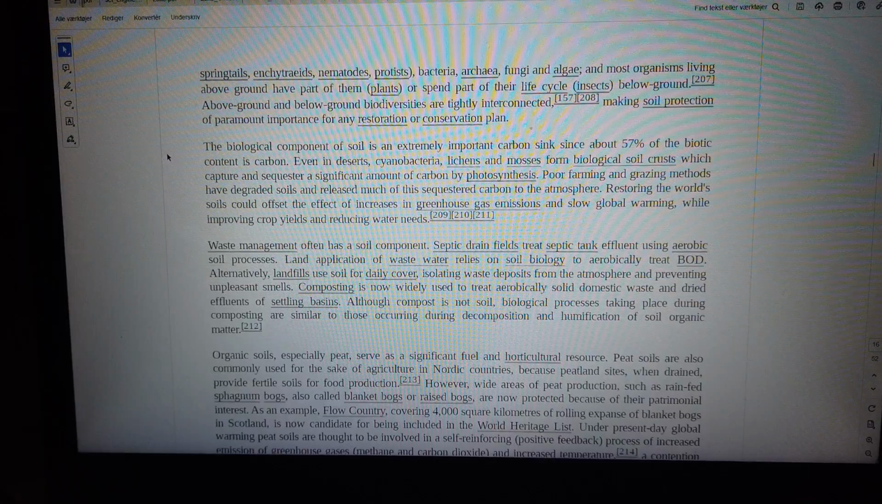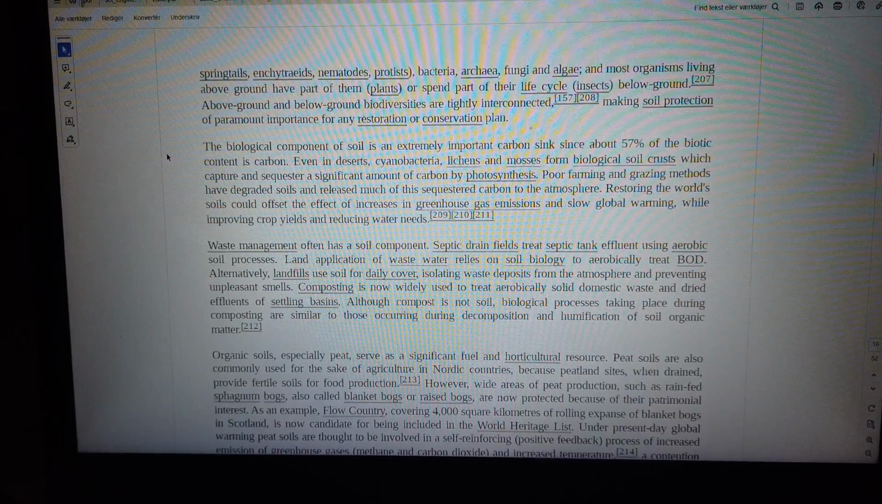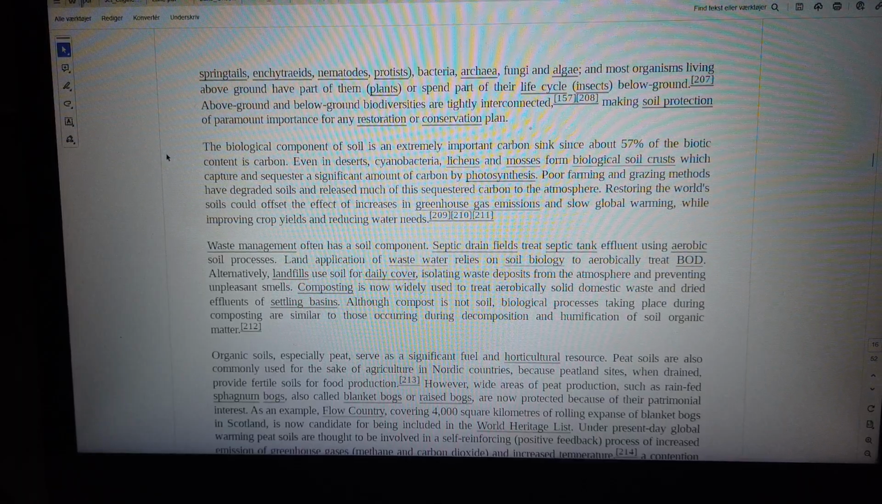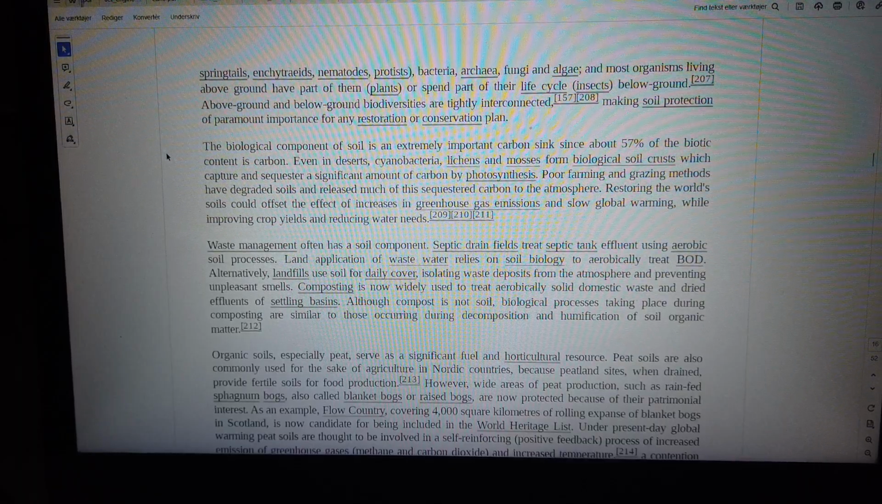Above ground and below ground biodiversities are tightly interconnected, making soil protection of paramount importance for any restoration or conservation plan.